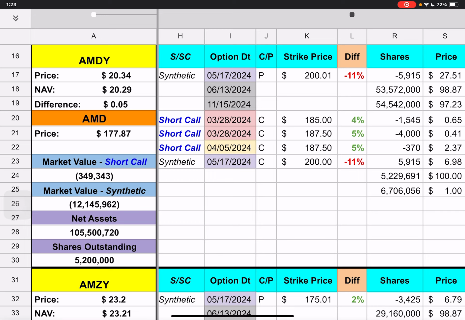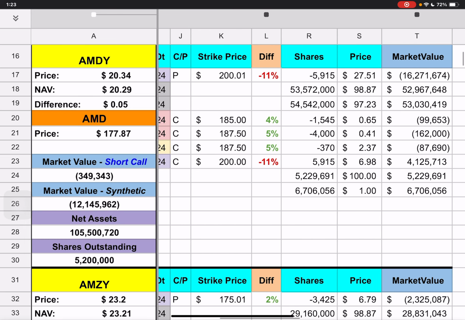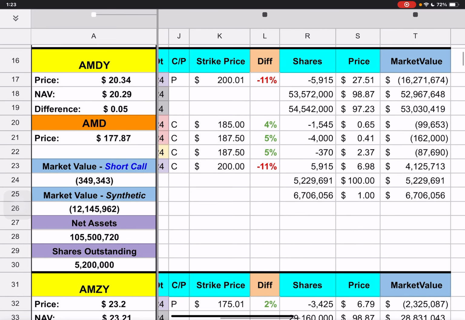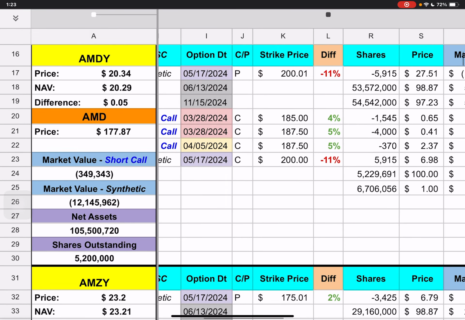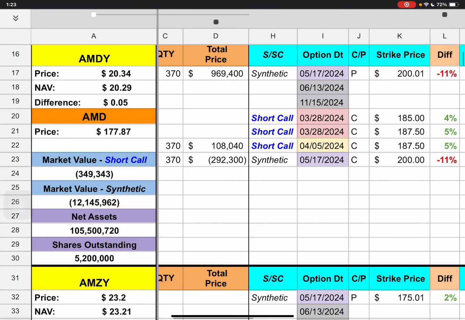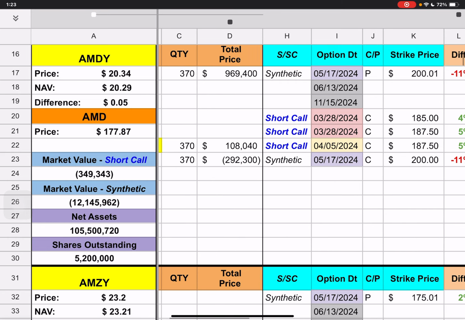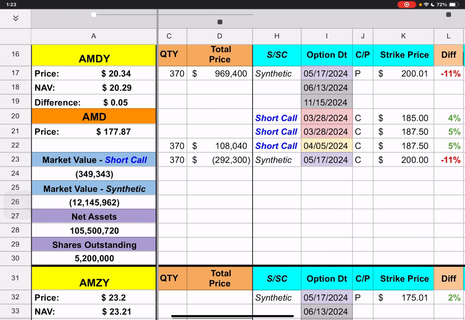We also have a 187.50 strike price that expires Thursday, and then we have another short call that expires Thursday at 185, and we are 4 and 5% below those strike prices. You see there we're negative, we're red right there on the synthetic, which we want to be green.